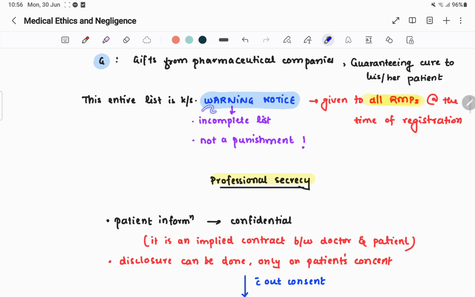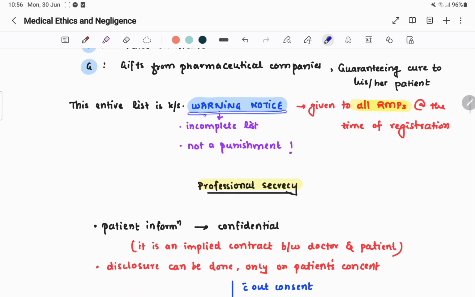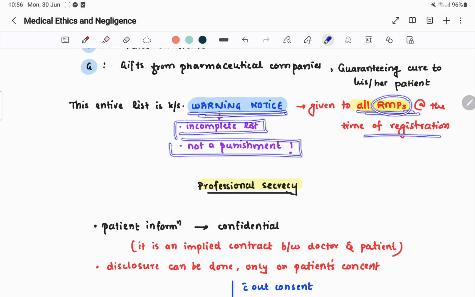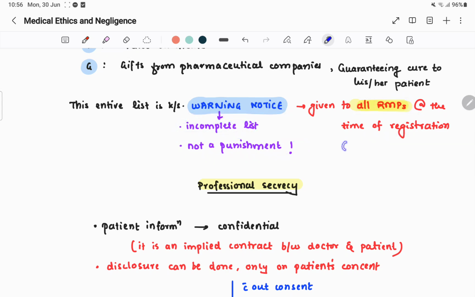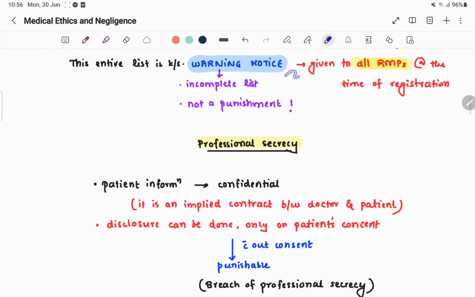This entire list is called the warning notice. It's a long list; these are some of the important points. The warning notice is an incomplete list, not a punishment. It is given to all medical practitioners at the time of registration. Once you register in the state medical council, this list, the warning notice, is given to all. And this warning notice is basically rules.